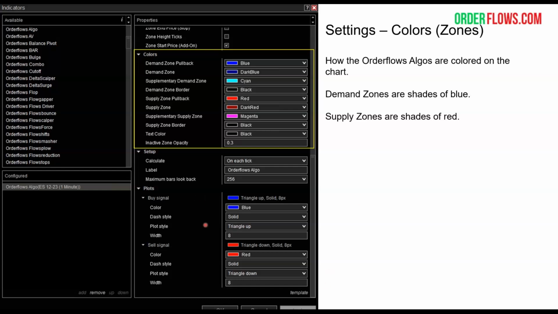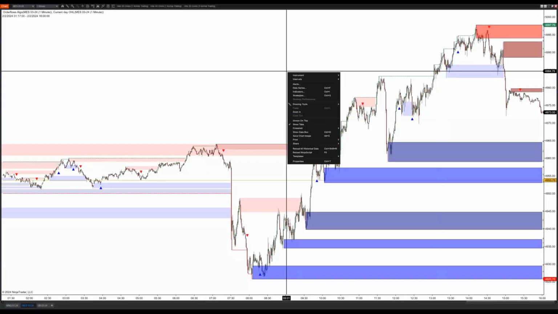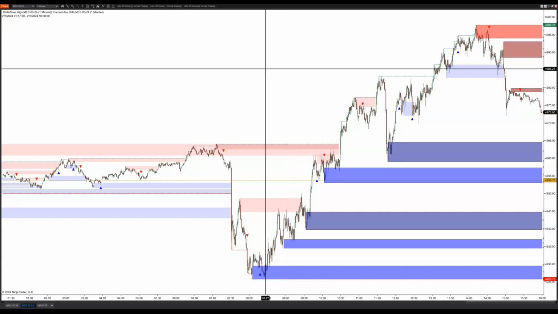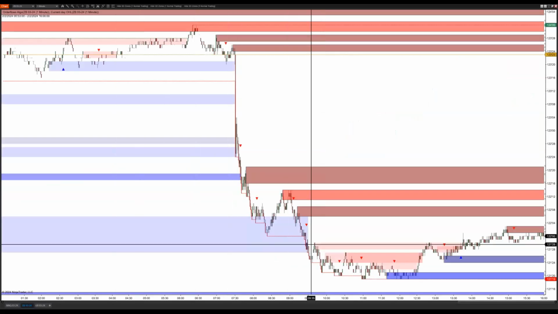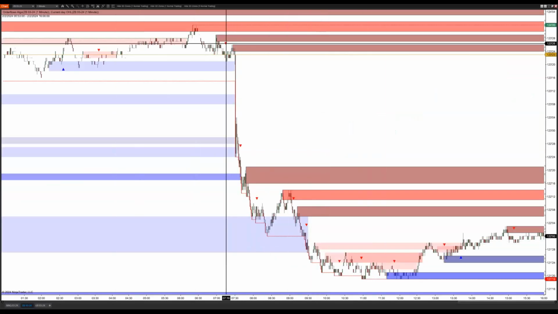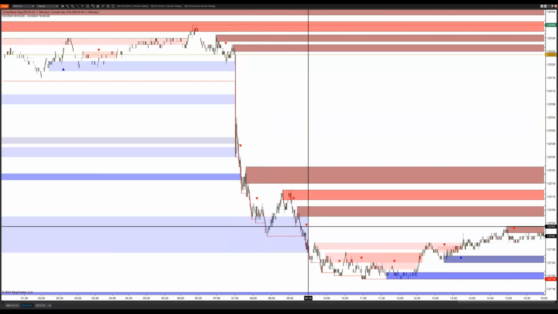And then the plots: how it's going to plot the arrows, triangle up or triangle down rather. Blue for buy signals. That is the confirmation of taking the trade. And this is E-minis. If I was looking at bonds, that's this red triangle here. Sell, sell, sell, sell, sell.